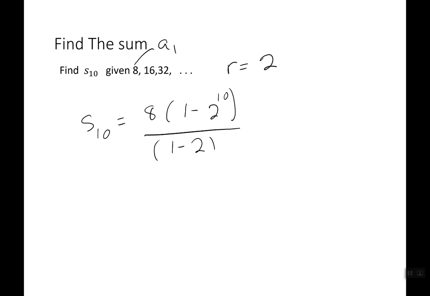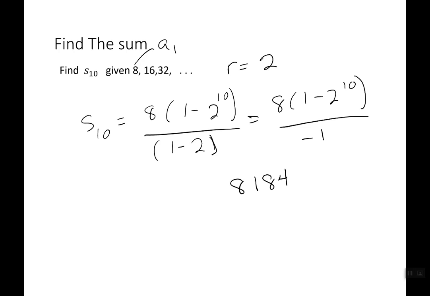Again, I'm going to put that in parentheses. The bottom is really easy, so I think it would be better to do 1 minus 2 to the 10th and just divide by 1 minus 2, which is negative 1. I think that'll be the easiest way to do this and not have to put too much in your calculator. So 8 times 1 minus 2 to the 10th, and then dividing by negative 1, I get 8,184.